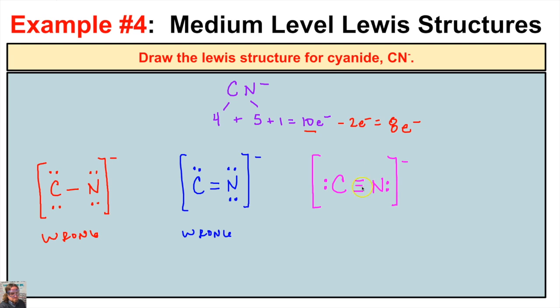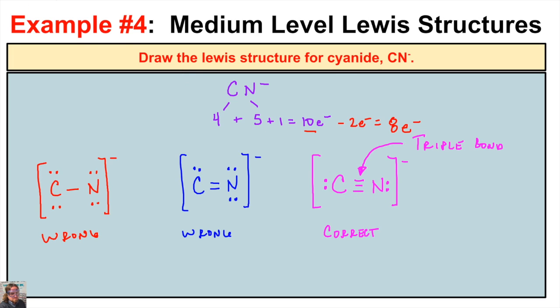This nitrogen has 2, 4, 6, 8. This carbon has 2, 4, 6, 8. So, looks good. This is going to be the correct Lewis structure for cyanide. And as we see right here, there's going to be a triple bond between our carbon and nitrogen atoms in cyanide.